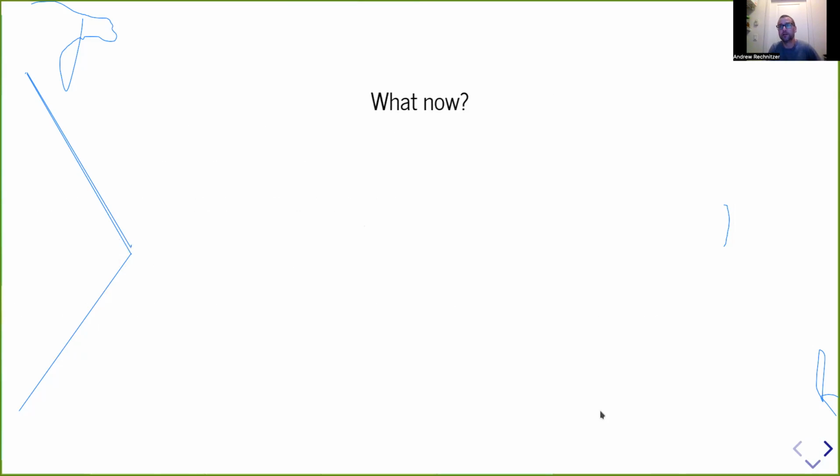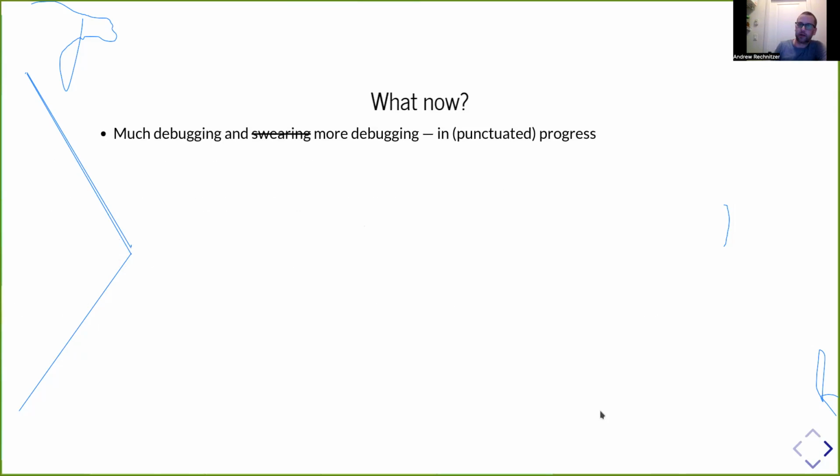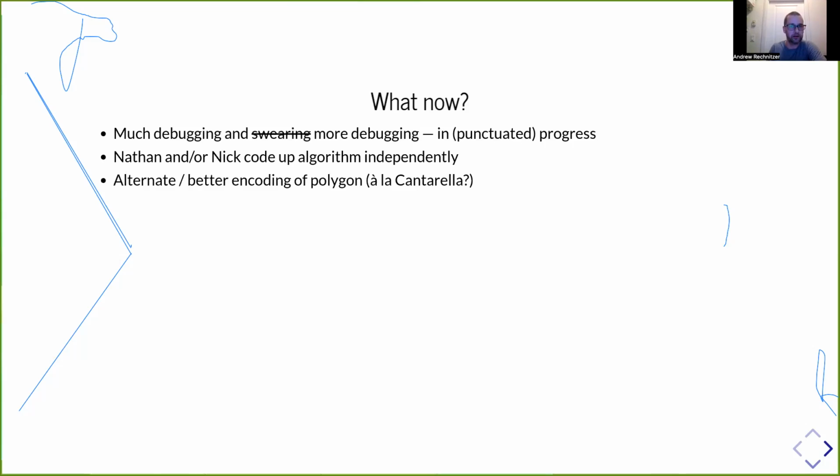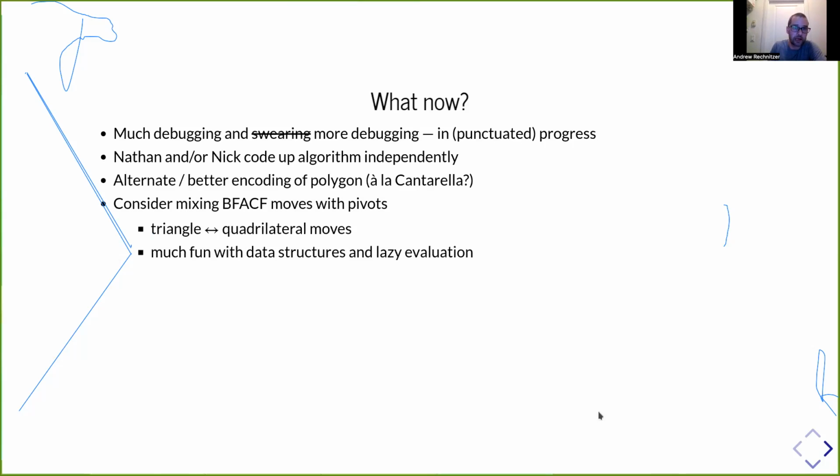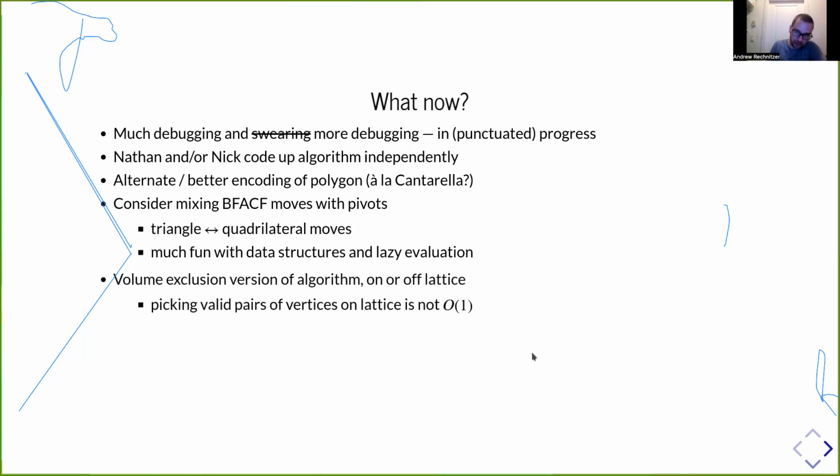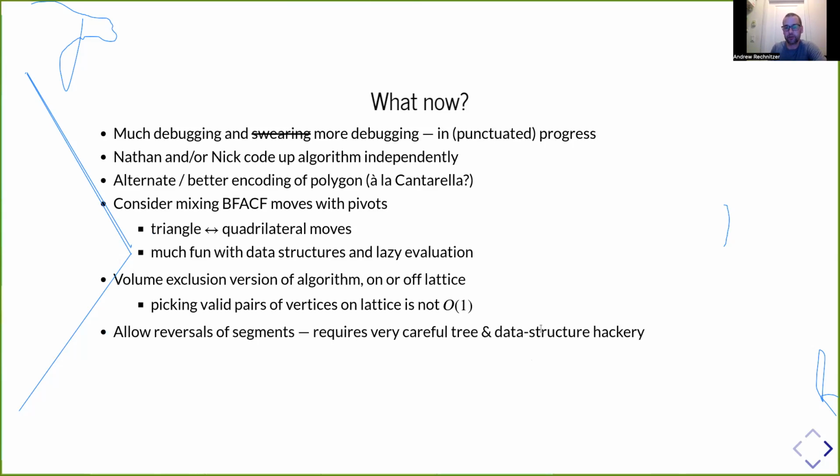So what now? Much debugging and more debugging in punctuated progress, hopefully getting Nathan or Nick to code things up. Maybe need a better encoding of the polygon. Consider mixing in BFACF moves. Try to get things working on the lattice, which requires some very careful tree and data structure hackery to make things work. And work continues very slowly.